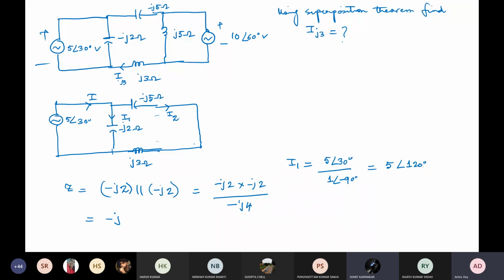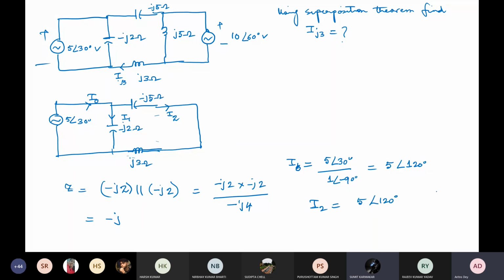Once you find your I, this is not I1, this is I, or we can write it as I0. Then we need to find your I2, because I2 is the current flowing through this inductive reactance. So your I2 is equal to 5 angle 120. Then there will be the current branching rule.